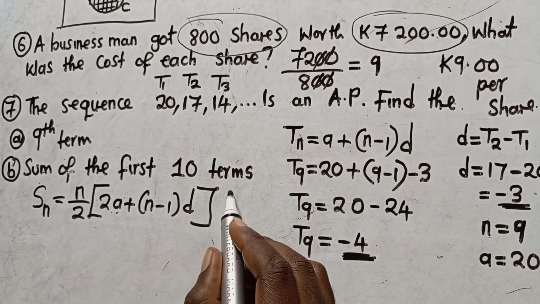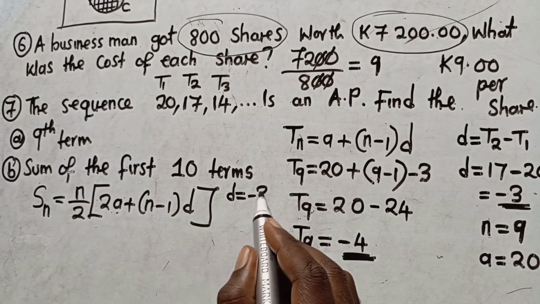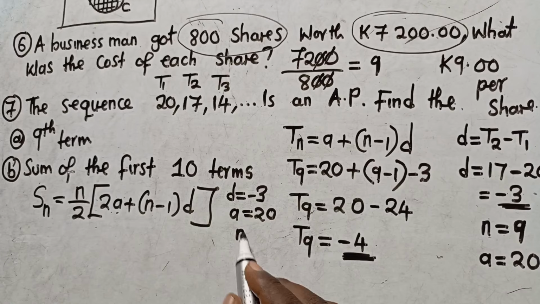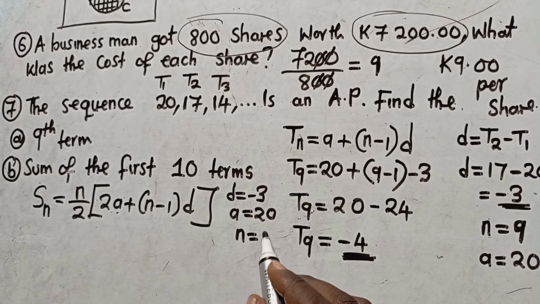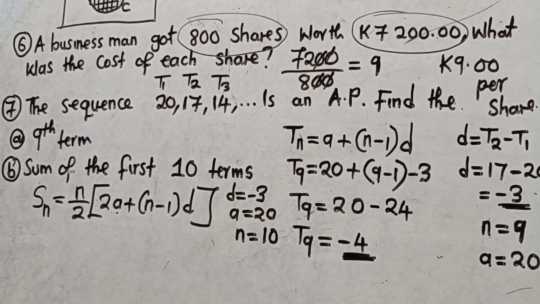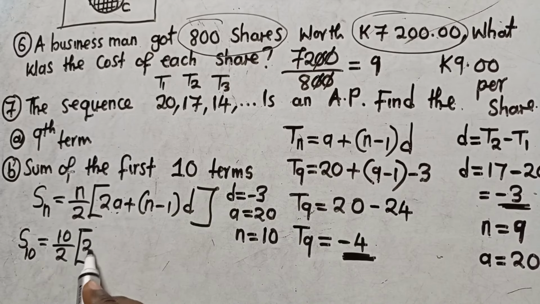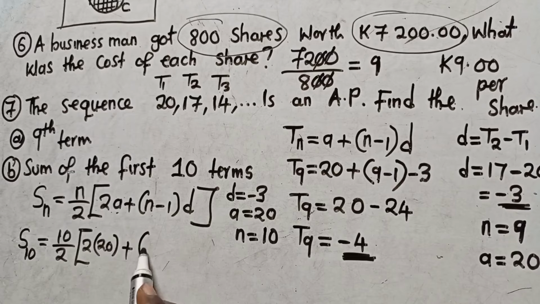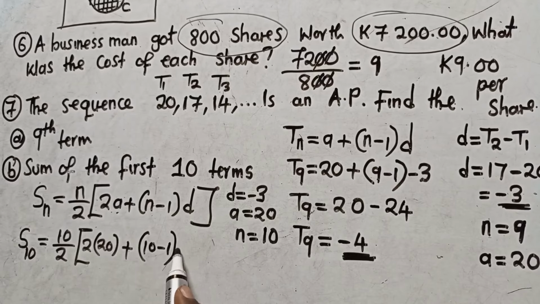Where we substitute, we know d. What is d? Negative 3. What is a? 20, that is the first term. What is n? We are told to find the sum of the first 10 terms, so n is 10. I get this data and substitute it in this particular formula. So S_10 is equal to 10 over 2 multiplied by 2 times 20, which is the first term, plus 10 minus 1, then negative 3 there.